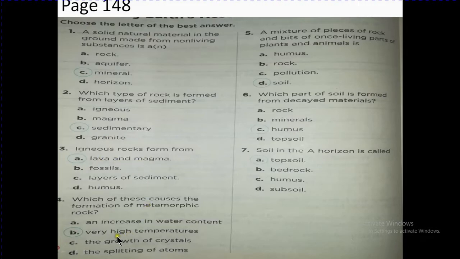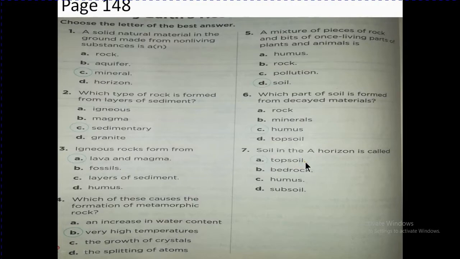Number 4 is option B, very high temperature. Number 5, here the best option is D, soil. Then number 6, the best option for you is C, humus. And number 7, A is the best option, or you can say the topsoil.